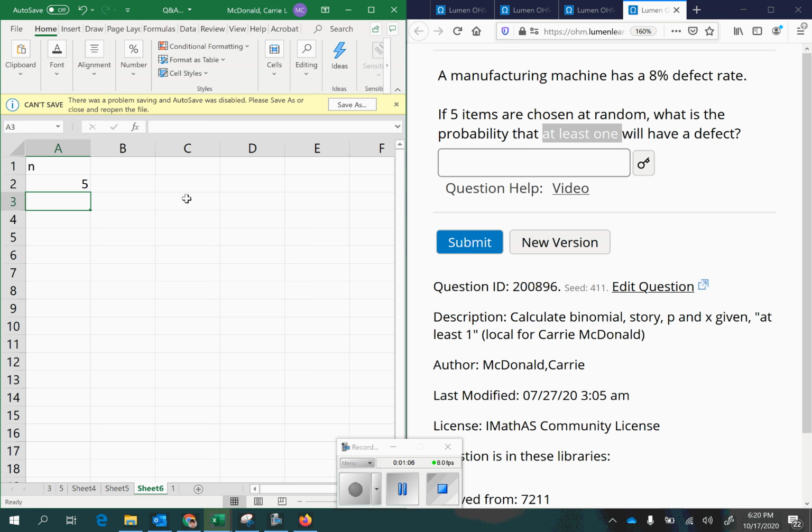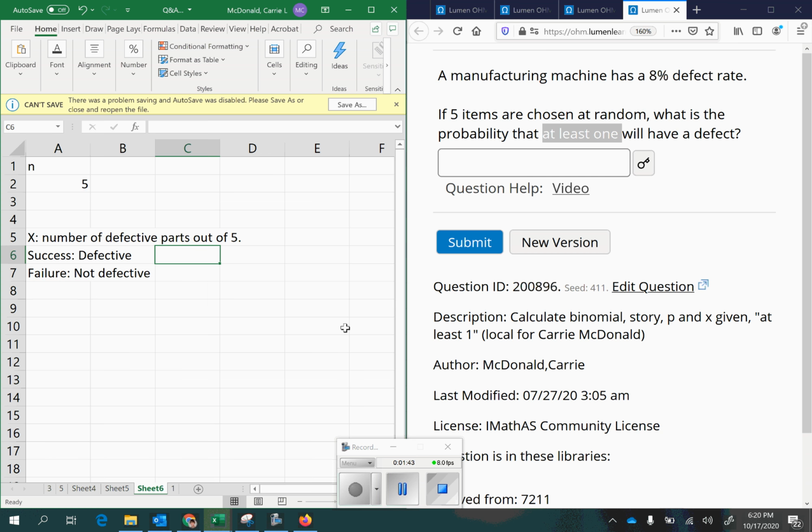And we want to know what is the probability that at least one will have a defect. So then if we say that x is the number of defective parts out of the 5 that are chosen, right? And then we say there are 2 possible things that could happen. You can either have a success, which since we're counting defective parts, that would be defective, and a failure would be not defective.